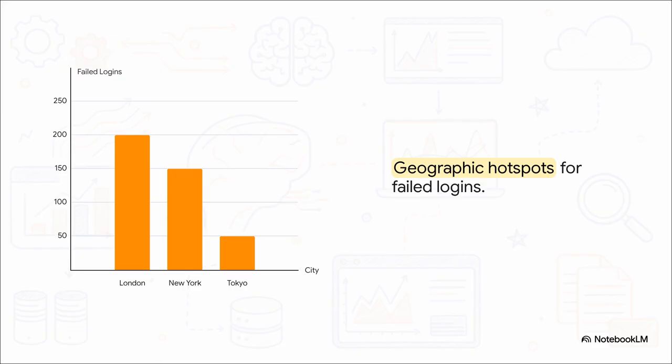They can immediately prioritize what to investigate. If you see a huge spike in failed logins coming from a single city that completely misaligns with where your workforce actually is, you know exactly where a coordinated attack might be originating from. And more importantly, you can shut it down fast.